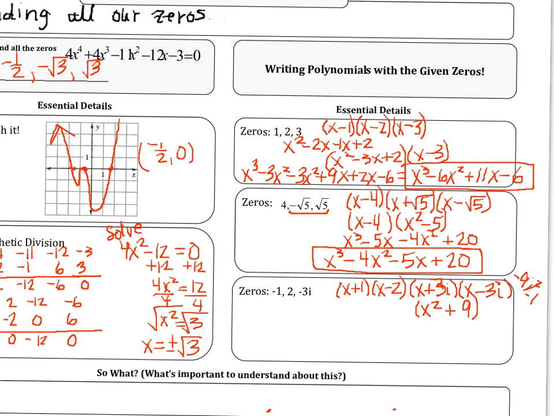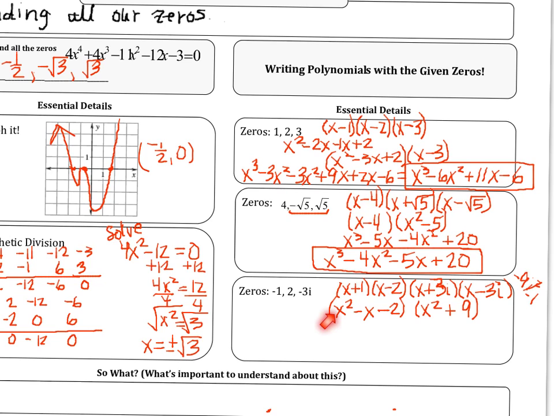Let's multiply these first two together. So x times x is x squared. X times negative 2 is negative 2x, and 1 times x is 1x. So I've got negative 2x and 1x. So far I have x squared, negative 2x plus 1x is negative 1x. And then my last term, positive 1 times negative 2 is minus 2. So there's my two things I need to multiply together now.